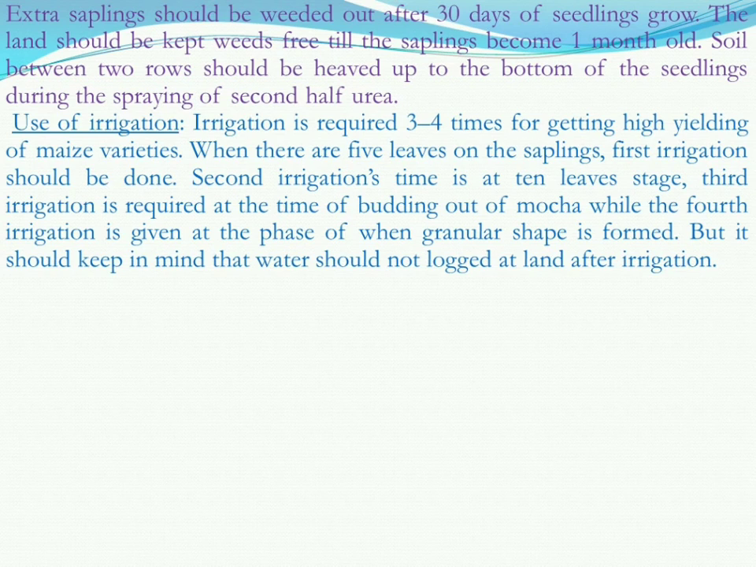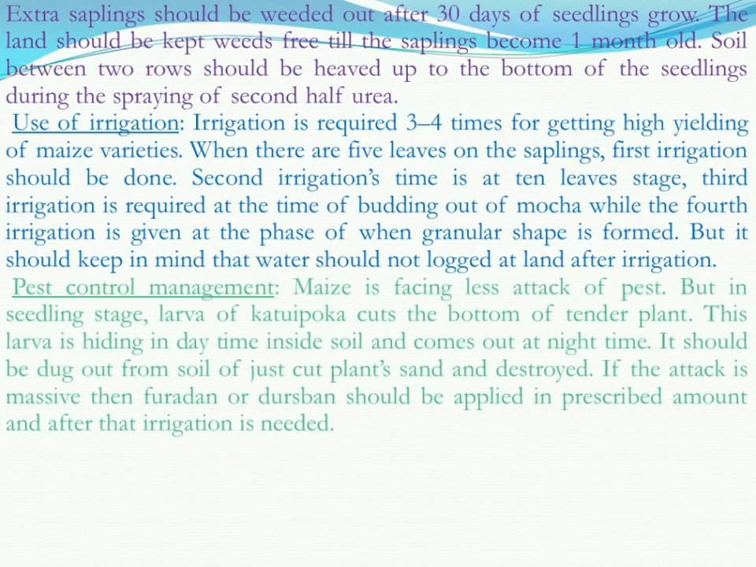And when should we give the fourth irrigation? The fourth irrigation is given at the phase when the granular shape is formed. That means when granules form inside the mocha. But it should be kept in mind that water shouldn't logged on the land after irrigation. Now after irrigation, what should we look out for? How can we control the pest?